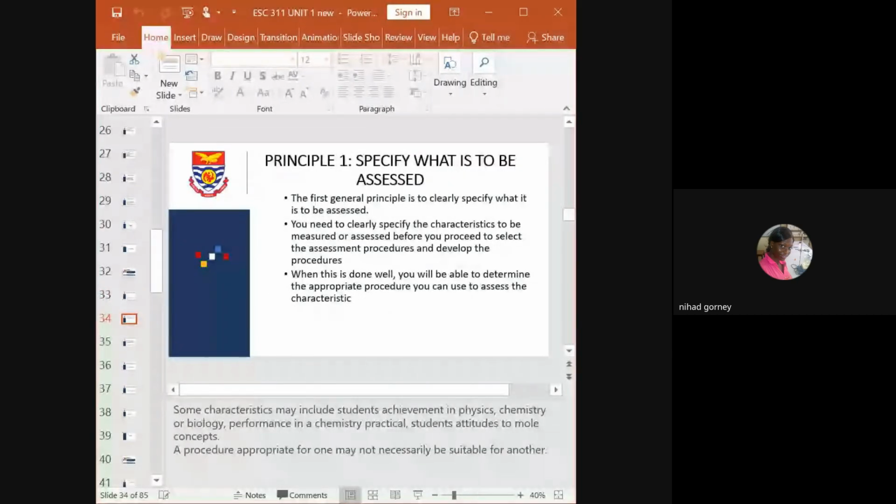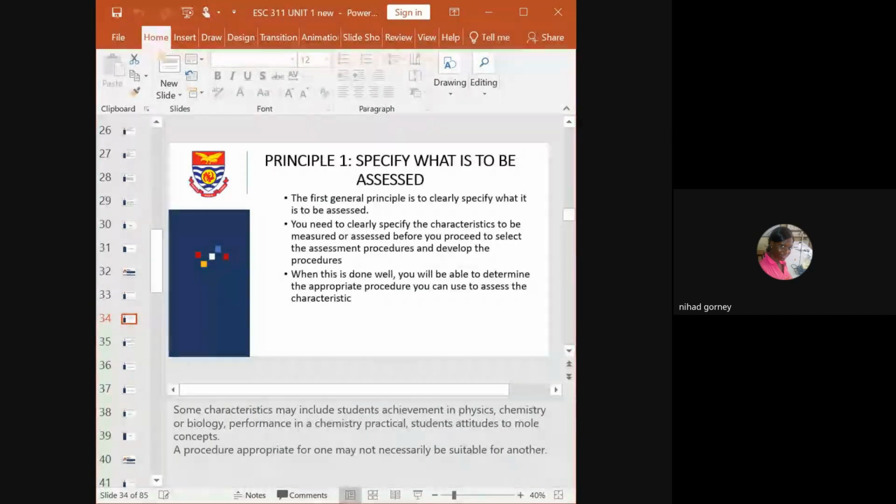And so look at the principle. The first one is to specify what is to be assessed. As we said, a general principle: clearly state what you want to assess. Which characteristics do I want to check on or see whether my students possess? When this is done, you'll be able to determine the appropriate procedure, what you want to use to assess the characteristic. So first, having a clear idea of what I want to assess gives you an idea as to the next thing you should do.